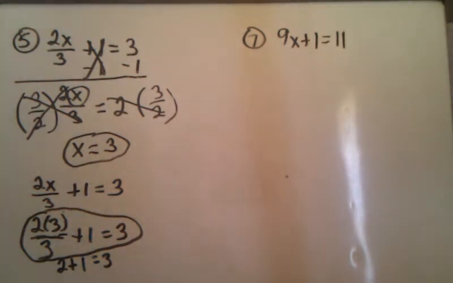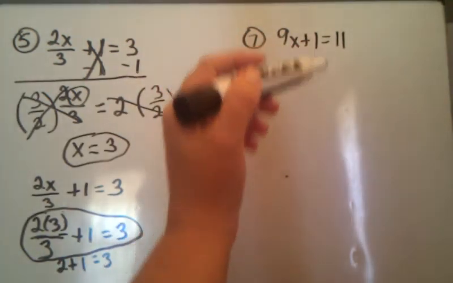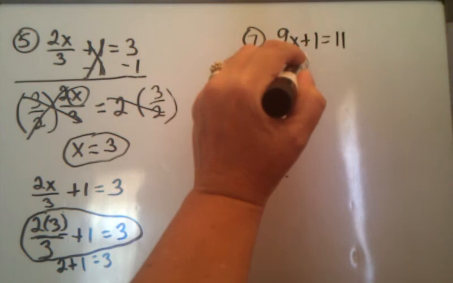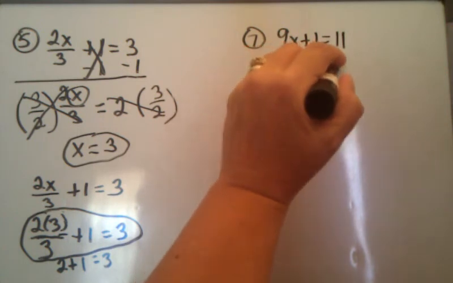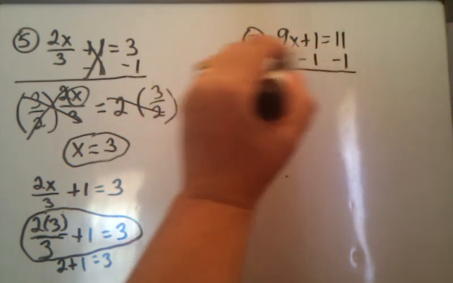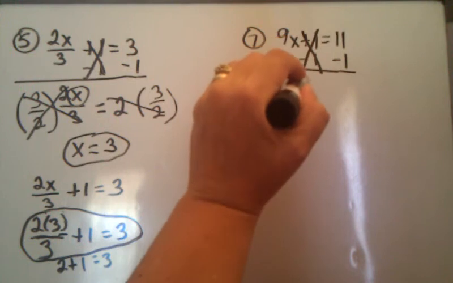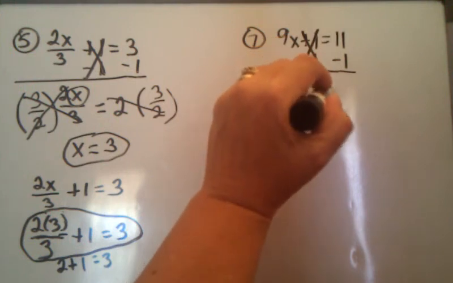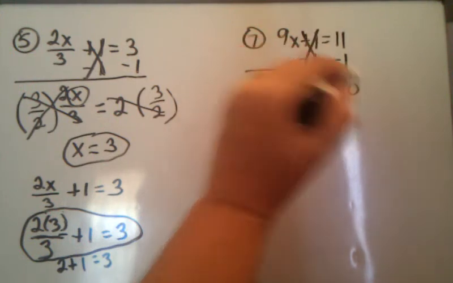Alright, let's look at it. This is added, so we have to subtract it. So it's going to be minus 1 from both sides. My 1's cancel out, so I have 9x equals 11 minus 1 is 10.